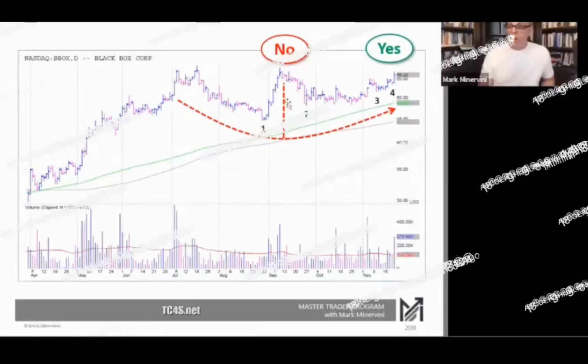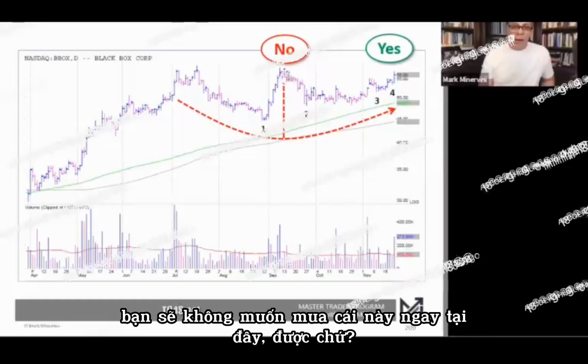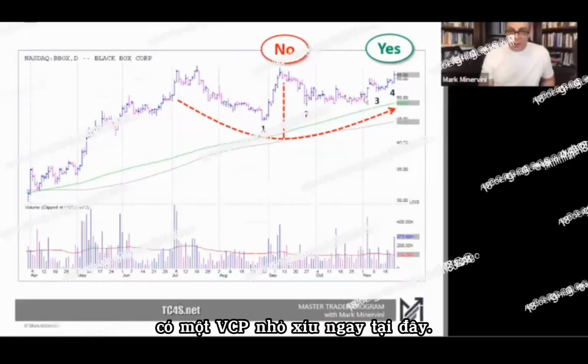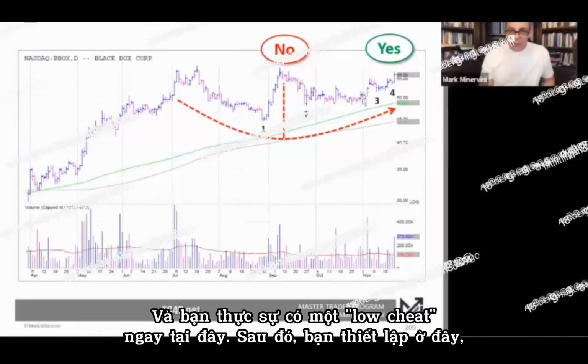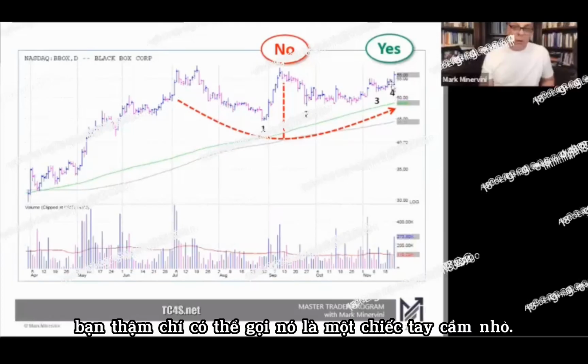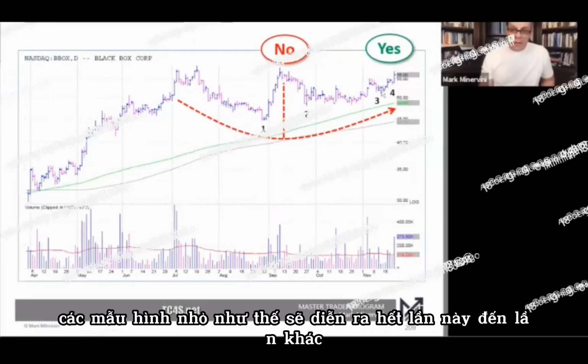So here, you would not want to be buying this right here. Okay. Now as you go through the iterations, actually right here, look right here, there's a tiny little VCP right here. So you actually have a low cheat right here. Then you set up here, and look at the little VCP. See a little tightening? You can even call it a little cup with handle. See, that same little pattern is going to happen over and over and over.